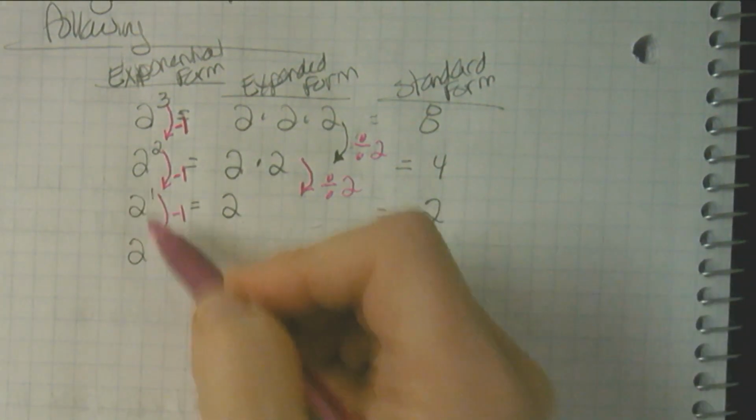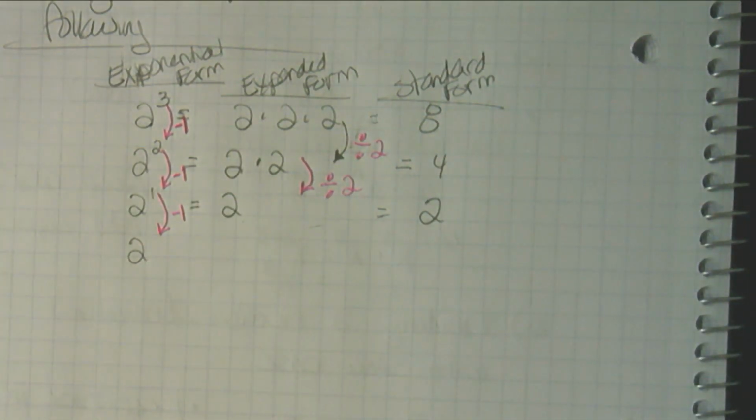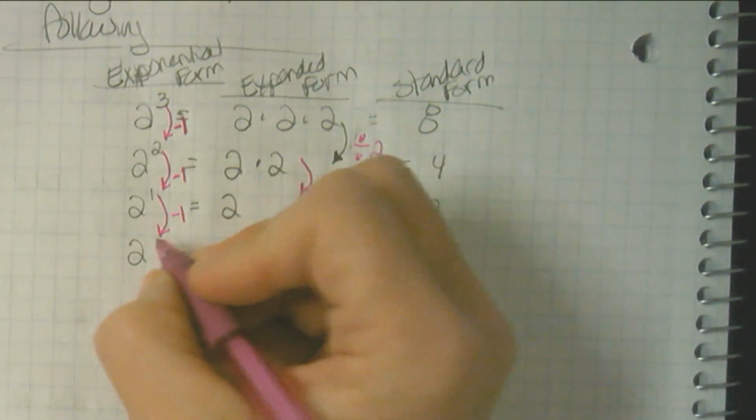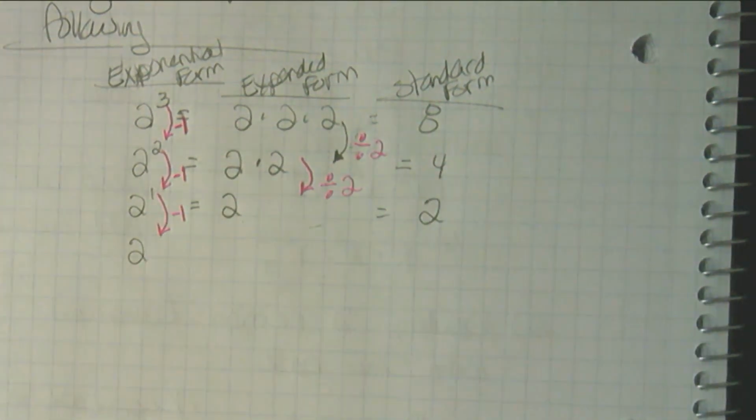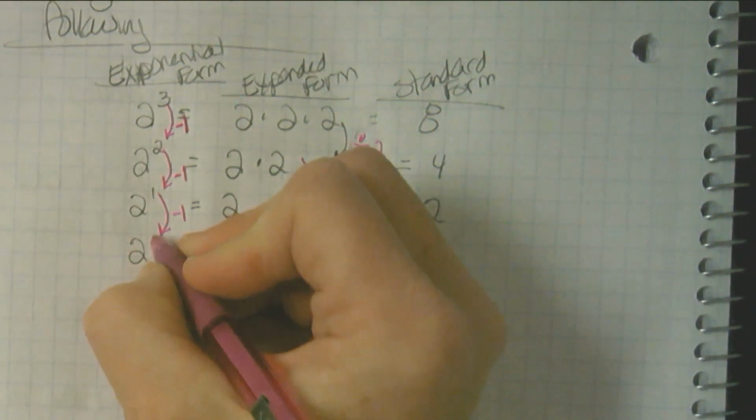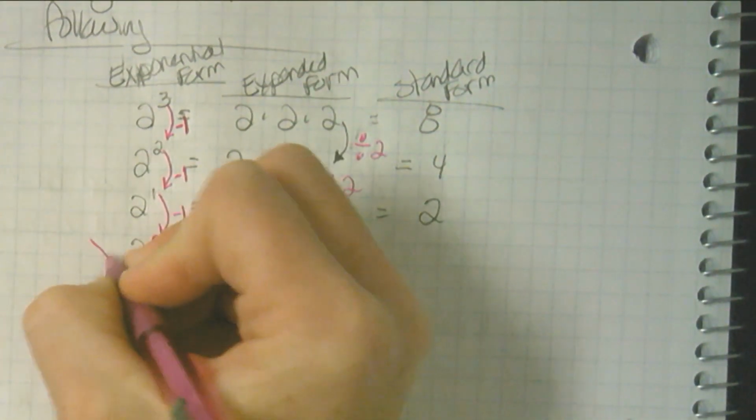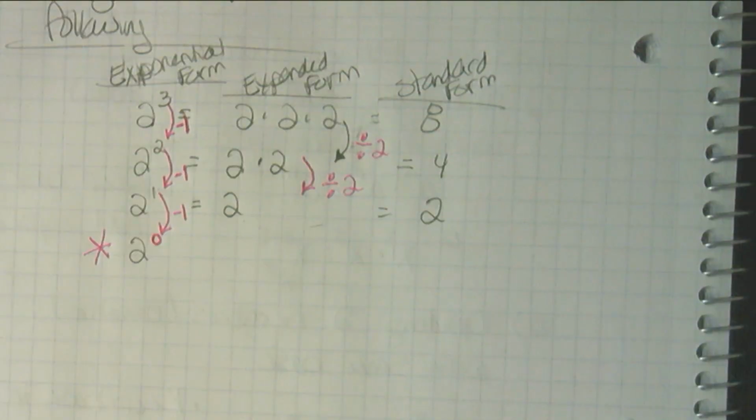So 2 to the first minus 1. What now is my exponent? Colin? 1 minus 1? 0. So here is my 0 exponent. I'm going to put a big star there.